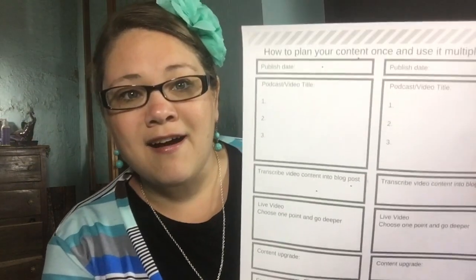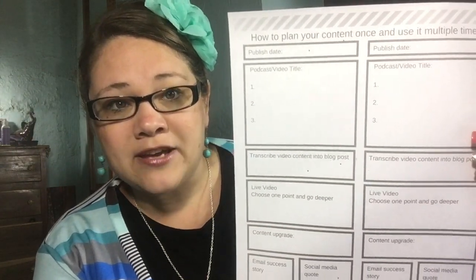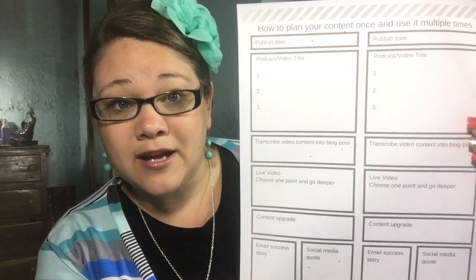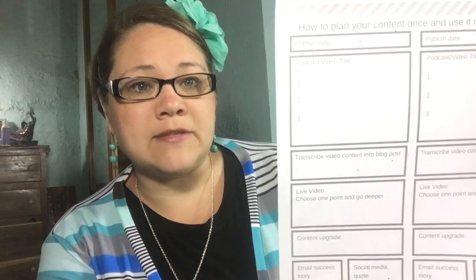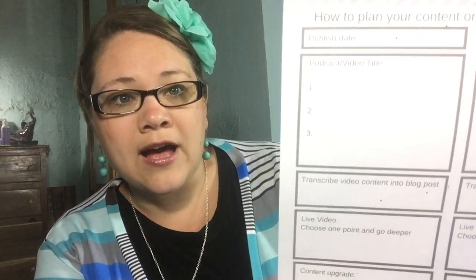How many of you are like that, right? You're visual, you've got to actually see it in diagram form. And so what I did was I created a diagram, and I'm going to show that to you here. If you're listening on audio, this is a page that is available to you on our show notes page, but it says at the top how to plan your content once and use it multiple times. And so at the top we've got a due date box, and then we have a podcast or video box with the 3 points in it.